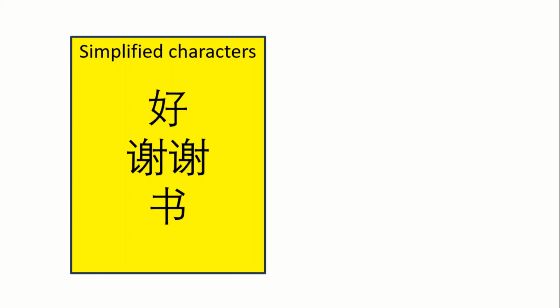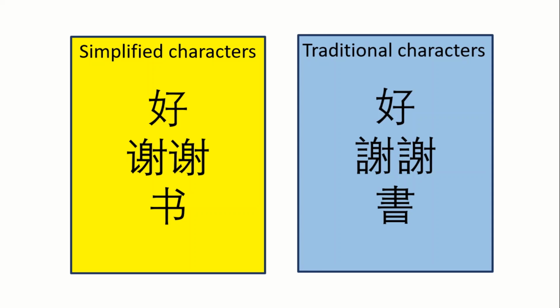Here are some examples of simplified characters. Hao, good, 谢谢, thank you, 书, book. And this is the example of traditional characters in blue colors. So you can see both hao, the written are the same. 谢谢, the simplified characters has the simplified radical. Shu is much simpler for simplified characters.